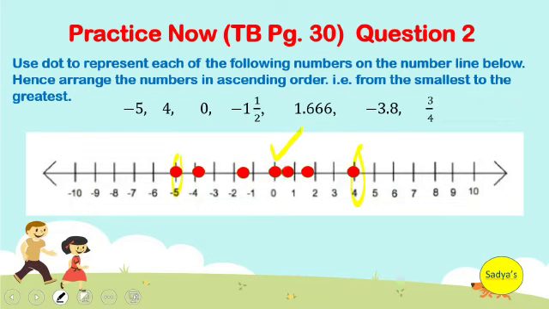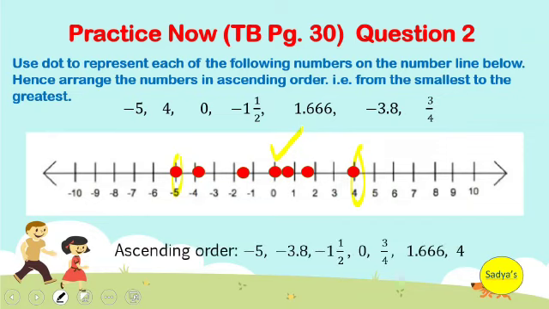So now we can write the numbers in ascending order from smallest to greatest. The smallest number is negative 5. Then we have negative 3.8, negative 1 whole 1 by 2, 0, 3 by 4, 1.666, and 4.